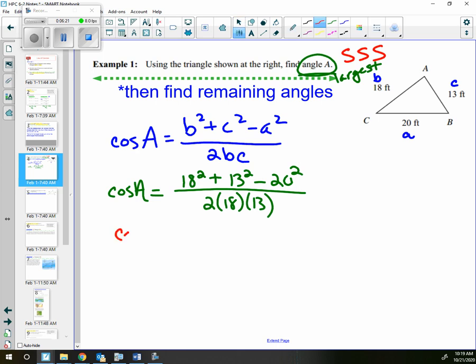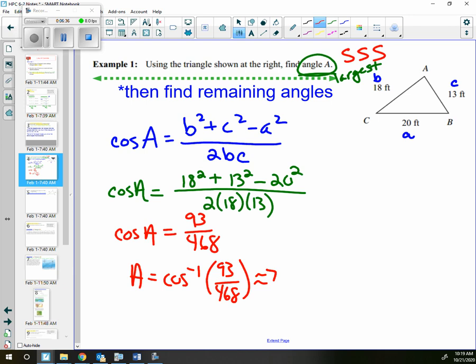So I had cosine of A, just to get my work on here, was 93 over 468, and I did inverse cosine to get the angle measurement, which was about 78.5. So it's approximately 78.5 degrees. We have our angle A as 78.5. Now that was the biggest angle in the triangle, right? So now I know that this is an acute triangle because the largest angle is less than 90. That means the other two angles will also be less than 90.